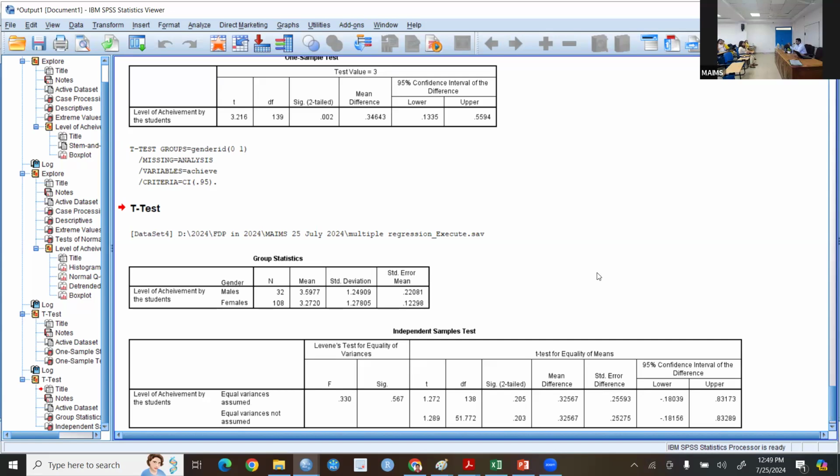Or you say that the male mean is 3.597 and the female mean is 3.27. And in the bracket, you can give the number also. Males were 32. 32 boys versus 108 girls. Right?